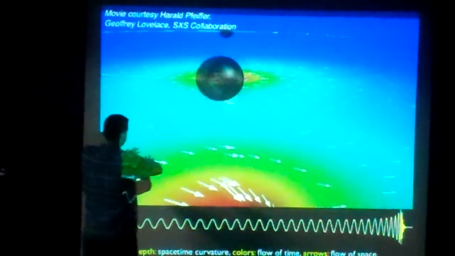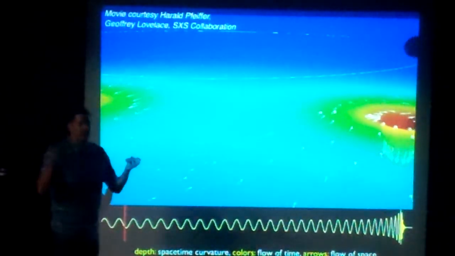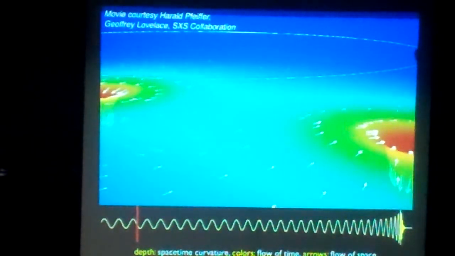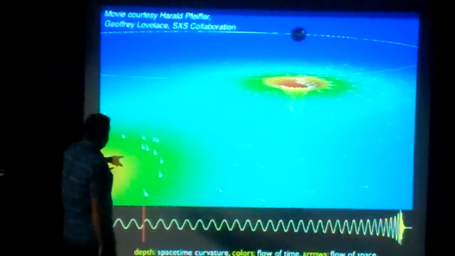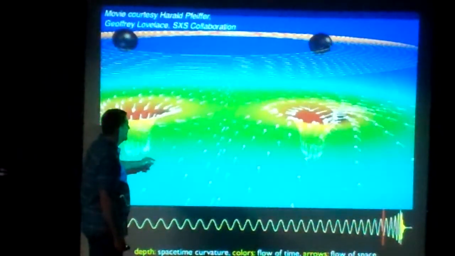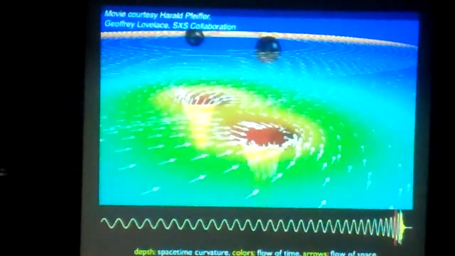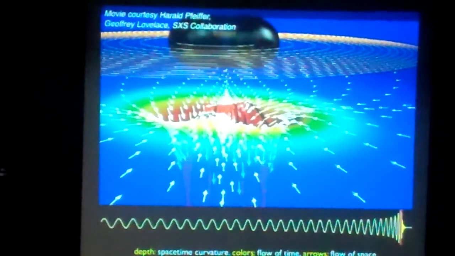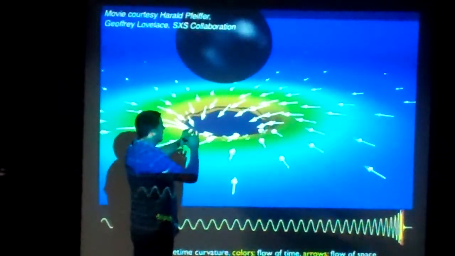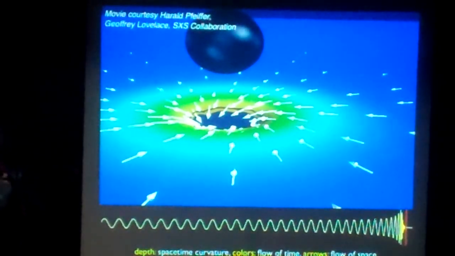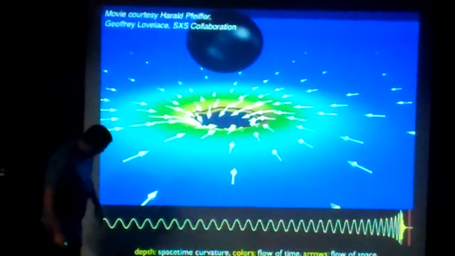Down on the bottom here, this surface is called an embedding diagram. So it's the equivalent of the sheet in Larry's demo from earlier. The colors indicate the passage of time, how quickly time passes. So red means time passes more slowly and blue is normal. And the arrows represent the swirling of space, something like frame dragging. Here, the two black holes merge and they form one bigger black hole, and then it kind of rings down like a bell.